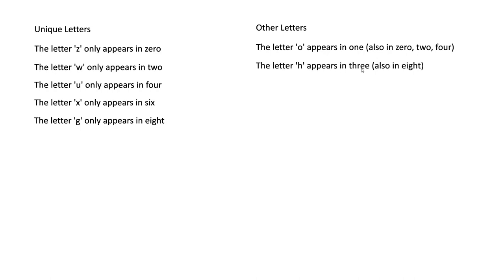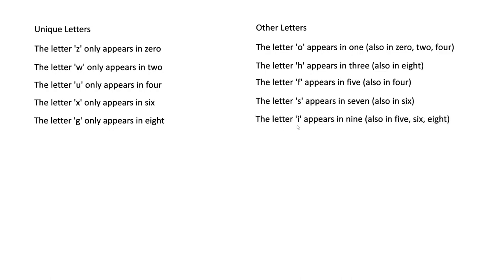Anyway, the other numbers don't have unique letters. For example, the letter O appears in 1, but it's also in 0, 2, and 4. The letter H appears in 3, but it's also in 8. The letter F appears in 5, but it's also in 4. The letter S appears in 7, but it's also in 6. And the letter I appears in 9, but it's also in 5, 6, and 8. So how this is going to work is we're going to look for these unique letters.